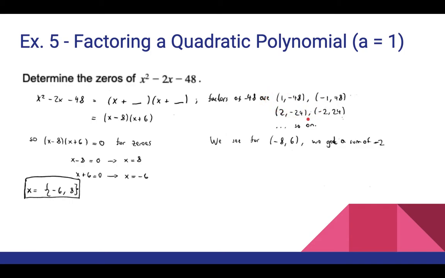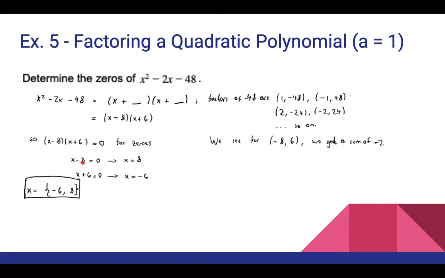I'm not going to require you to do that. You just have to do a little bit of mental math of identifying these numbers. So as a result, we're going to get x minus 8 times x plus 6 as the factors of our polynomial. So next we set x minus 8 and x plus 6 equal to 0 to solve for our zeros.